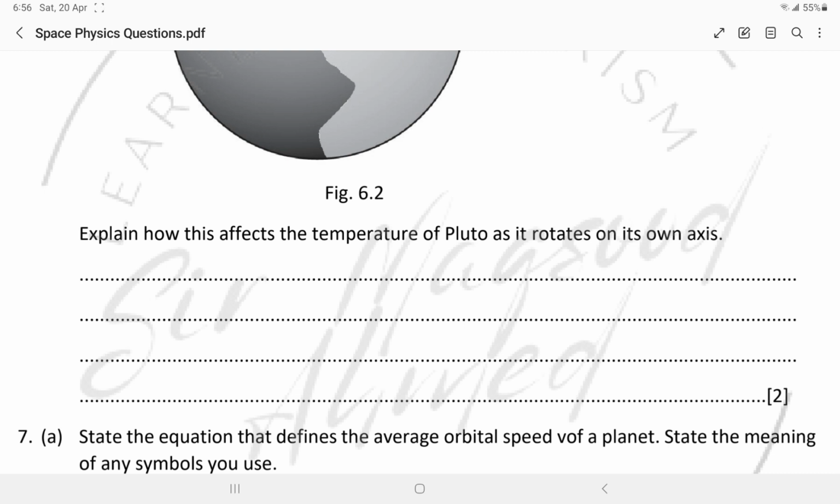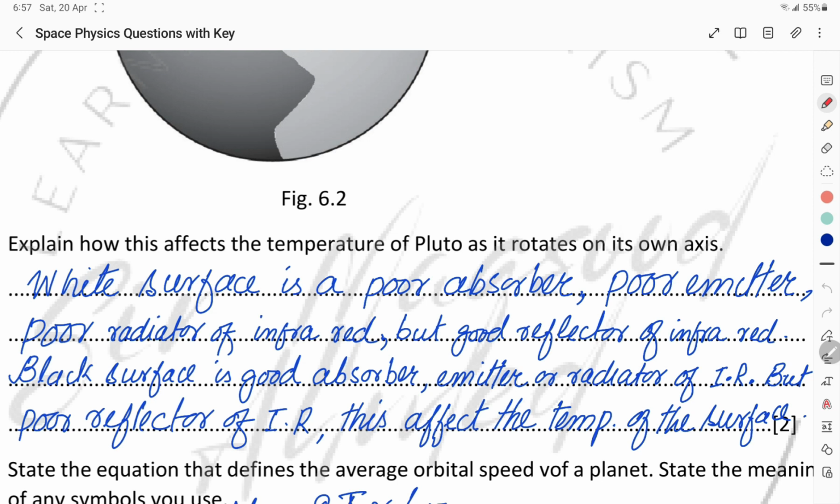The white surface is a poor absorber, poor emitter, but good reflector. And a black surface is a good absorber, good emitter, and bad reflector. Our answer is, the white surface is a poor absorber, poor emitter, poor radiator of infrared rays, but good reflector. This affects the temperature of the surface of Pluto.